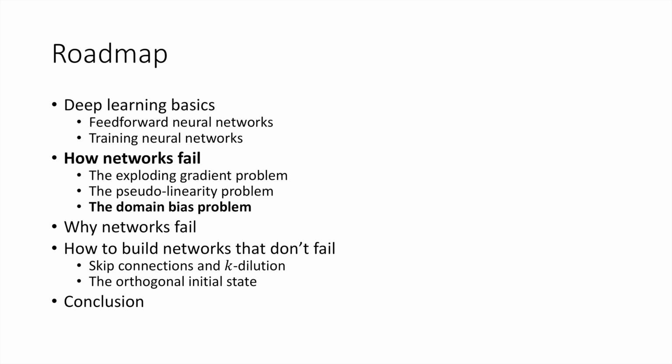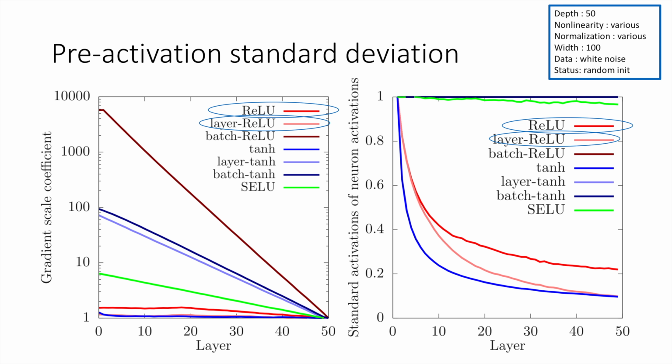Finally, we turn to the domain bias problem. Now we study the ReLU and layer ReLU architectures. In this graph, we show the standard deviation of the activations of neurons after the linear operation in each layer. We find that this value decreases drastically with depth only for TAN, ReLU, and layer ReLU architectures. This implies that activations corresponding to different data inputs become more and more similar with depth for those architectures.